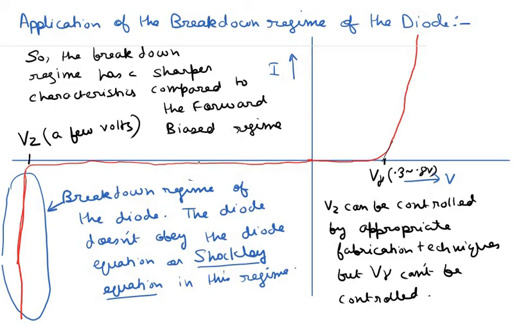So these two properties, that the breakdown voltage can be controlled by appropriate fabrication techniques and the current increases very sharply with the applied voltage in the breakdown regime, make this breakdown regime of the diode suitable for application in voltage regulation. Let me describe what voltage regulation is and how we can construct a voltage regulator with the help of this breakdown regime of the diode. For voltage regulation, we use a special kind of diode known as the Zener diode.